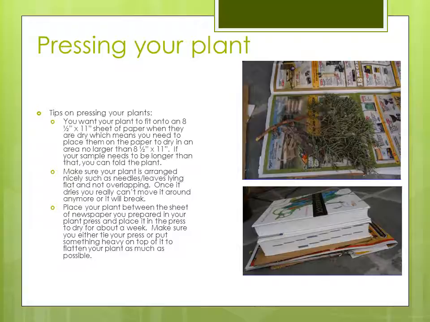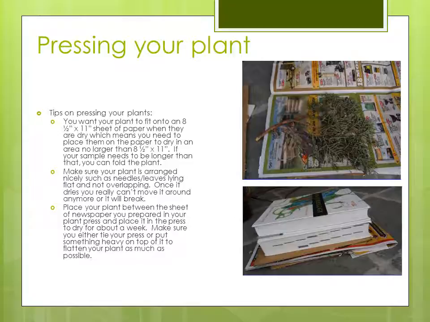The juniper is not the best example because these scale-like needles kind of go everywhere, so they do overlap just by the nature of the plant. But especially if you have a broadleaf plant with bigger leaves, you'll want to make sure those leaves are laying out nicely and not smashed on top of each other and folded over. And then make sure it's laid out nicely the way that you want it to look. Once you press it and dry it, then you can't rearrange your plant anymore. It will break if you try to rearrange it.